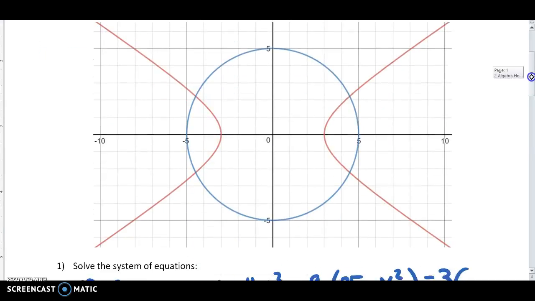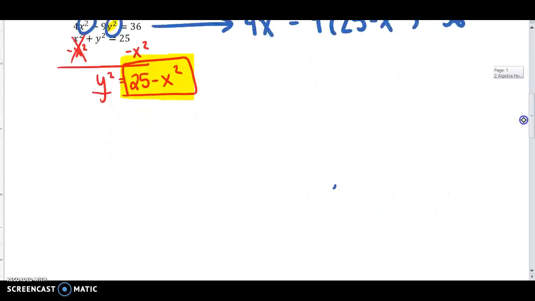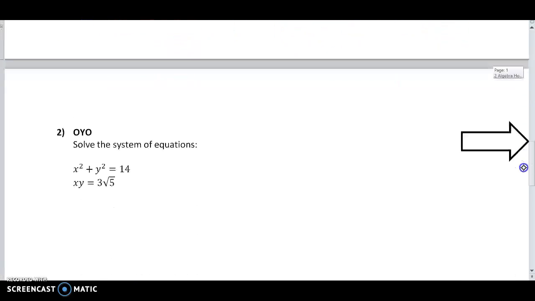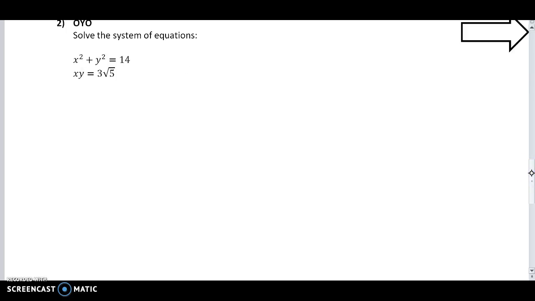So that's what a nonlinear system looks like. Really nothing new, just going through a problem and how to do a system of equations again. I'm leaving one for you to try on your own. I'll come back with the answer, but you should do this on your own. So, go.